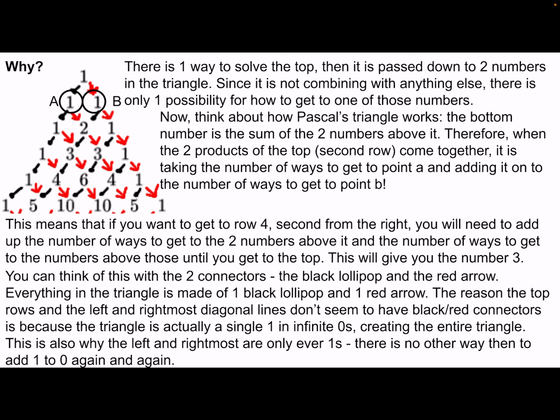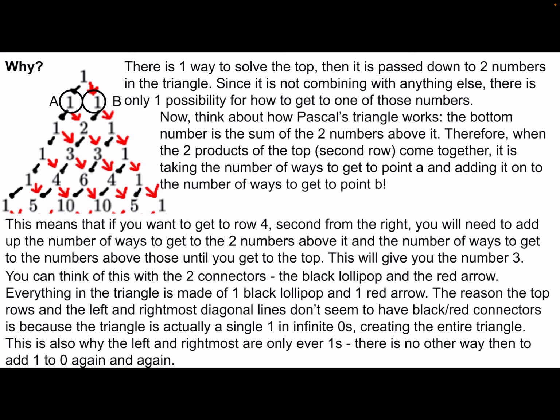Now think about how Pascal's triangle works. So A and B add up to make 2, and A and 0 add up to make 1, B and 0 add up to make 1. The top numbers add up to create the bottom numbers. Therefore, when the two products of the top, which are A and B, come together, it is taking the number of ways to get to point A and adding it on to the number of ways to get to point B.